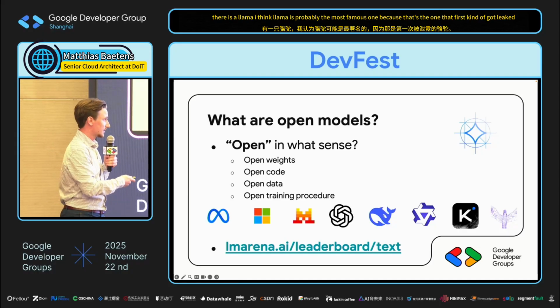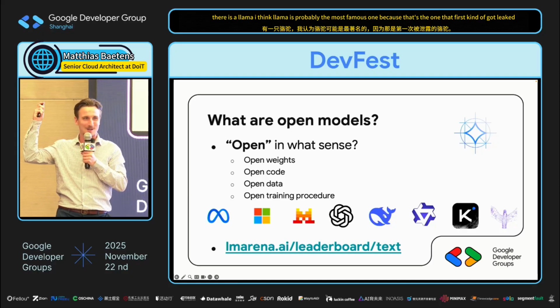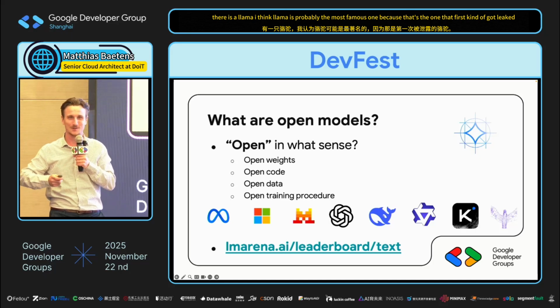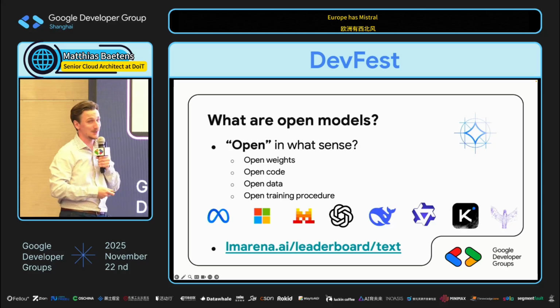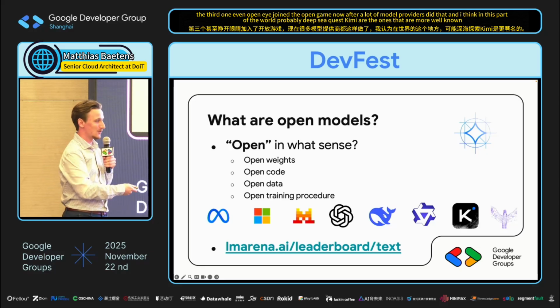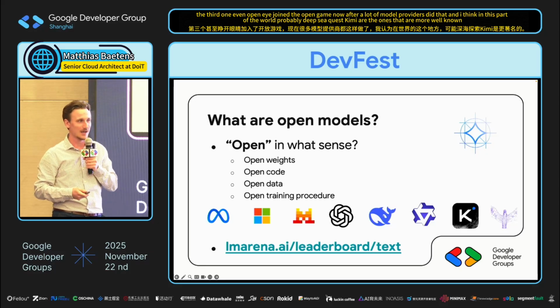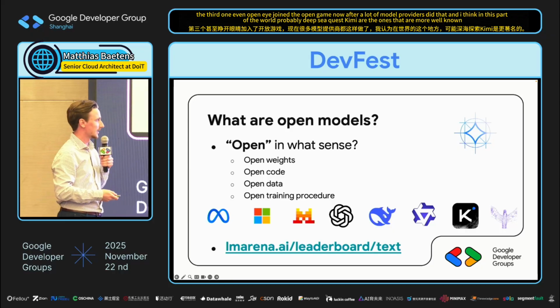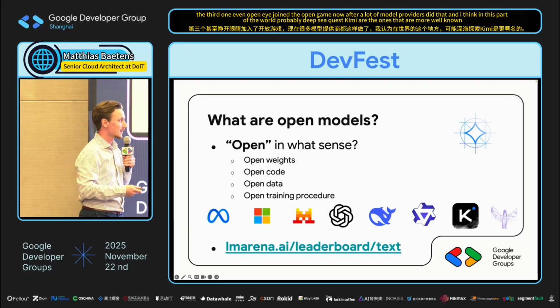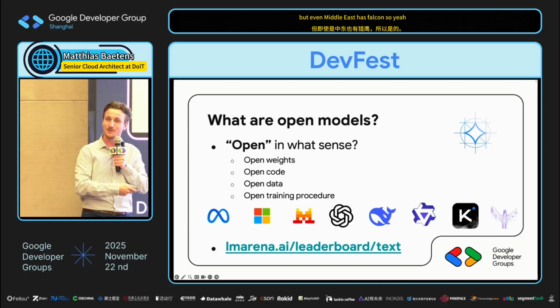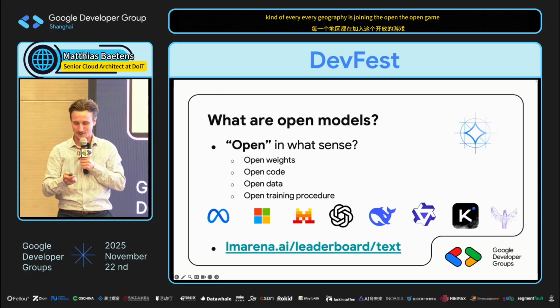Gemma is one. There is Llama. I think Llama is probably the most famous one because that's the one that first got leaked. Europe has Mistral, the third one. Even OpenAI joined the open game now after a lot of model providers did that. And I think in this part of the world, probably DeepSeek, Qwen, Kimi are the ones that are more well known. But even the Middle East has Falcon. So yeah, kind of every geography is joining the open game.